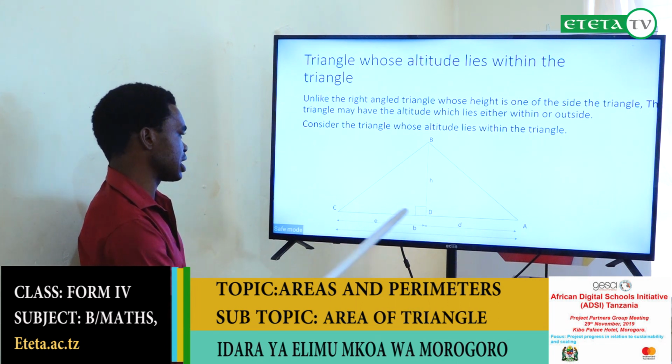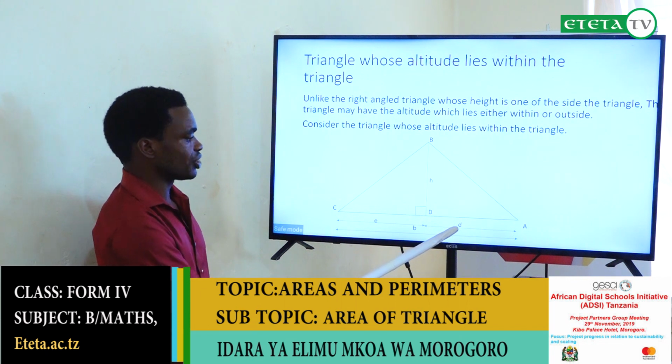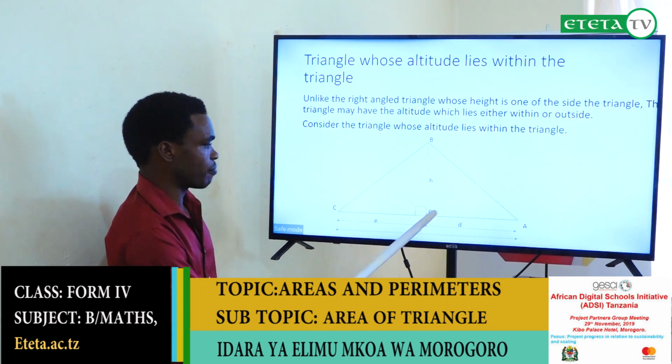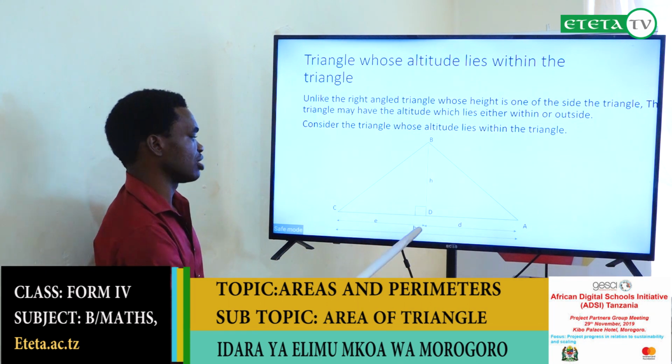From here to here, this is CD, let us name it E. And from here D to A, let's call it D. This is the distance from here to here. So the root distance from C to A, it will be what? It will be B.